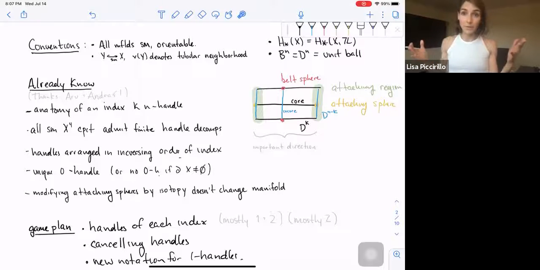And now what I'm going to talk about for the rest of the lecture is how do we very explicitly work with handle decompositions of four-manifolds. So the game plan is to talk a little bit about how we work with handles of each index. I'll go through them. And once I finish with that, I'll talk about canceling handles, which is a very important idea for the rest of my lecture series and in general. And once we have that, we'll set up some new notation for one-handles. Okay, cool. Let's go. I promise to show less on the slides and speak a little less quickly than I did on that one.